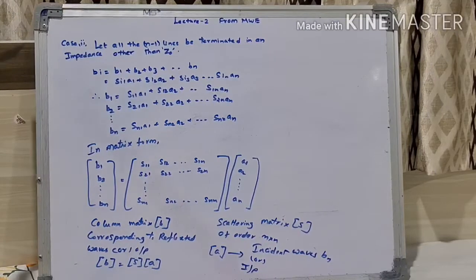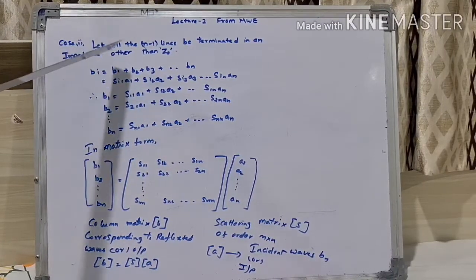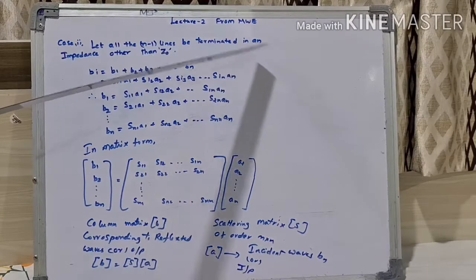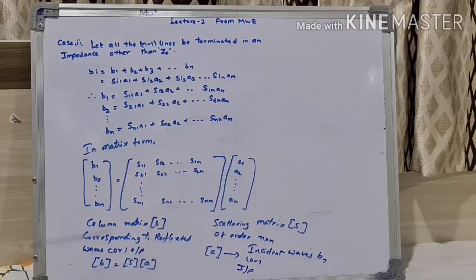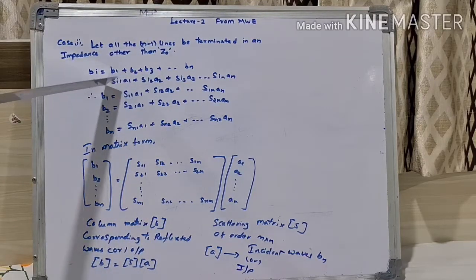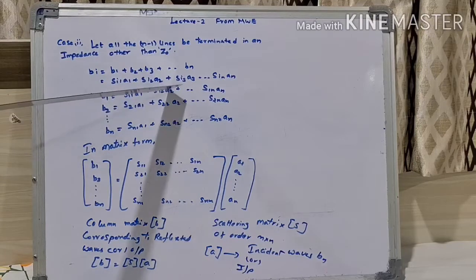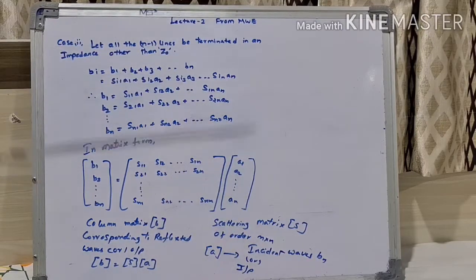Next, case 2. Let all the n-1 lines be terminated in an impedance other than Z0. For all the lines, the input power is A and the output power is B1, B2, B3 and so on up to Bn for n lines. For the first line, B1 equals S11 into A1. For the second line, S12 into A2, for the third line S13 into A3, and so on, for the nth line S1n into An.